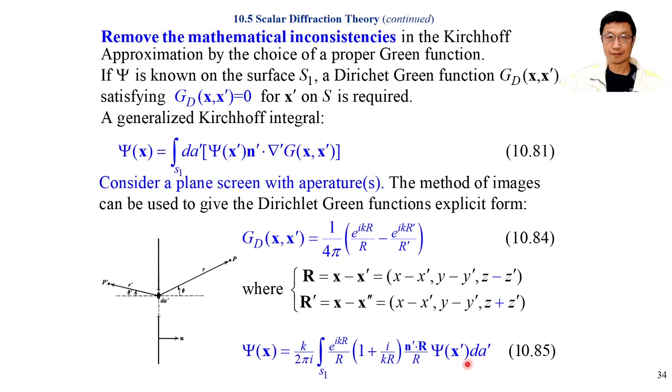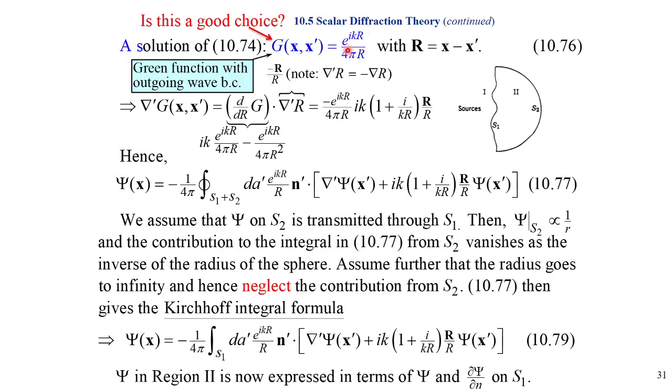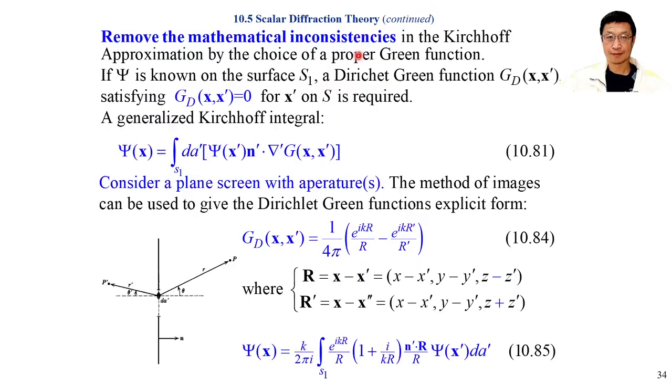However, we don't like these Green functions. We still prefer the old Green function, this one, because this one works well. Okay. So the old Green function is not the best choice and will have some mathematical inconsistency. And actually, we can remove the mathematical inconsistency.